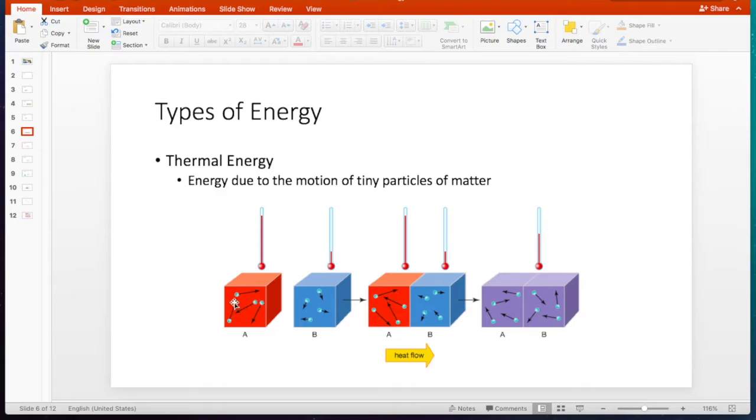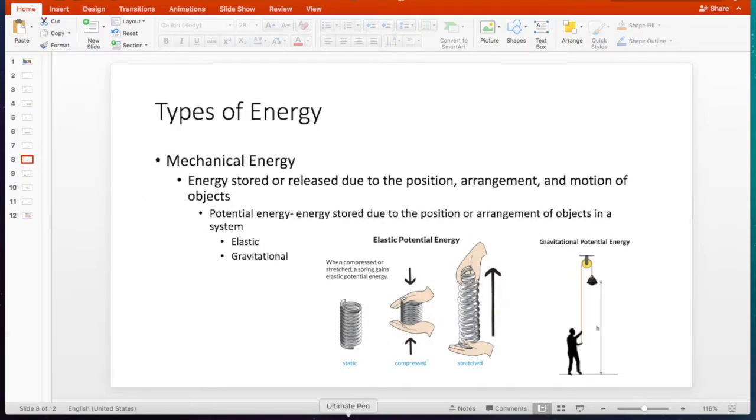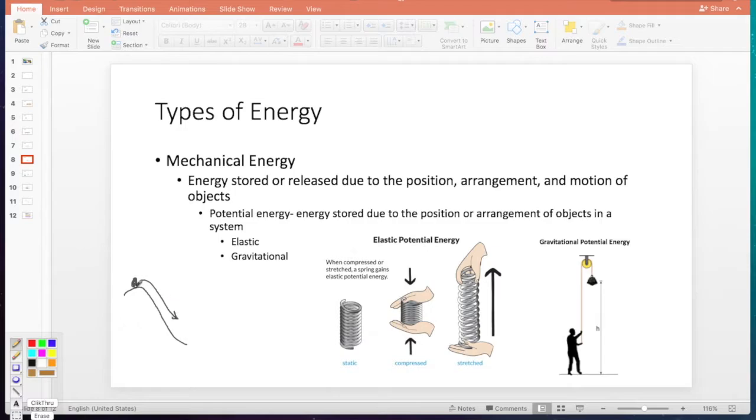Technically speaking, thermal energy would be a type of kinetic energy. It's these little pieces moving. But when we are discussing mechanical energy, we're talking about large objects like this weight being pulled up by this man, or like a roller coaster moving down a hill. So we're looking at large objects. We're not studying atoms or particles anymore.